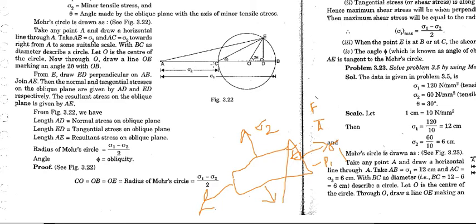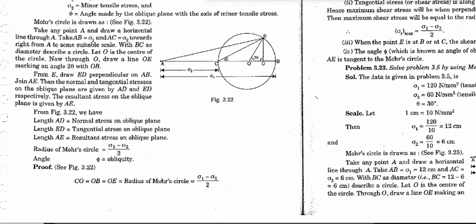So remember, AD is equal to the normal stress, DE is equal to the tangential stress, and AE is the equivalent stress that is acting on the plane. Okay, now the next thing is the Mohr circle radius. So we know that CB is the diameter, and its radius will be equal to CO. Now you have to find the radius.